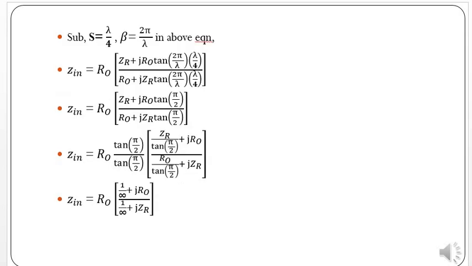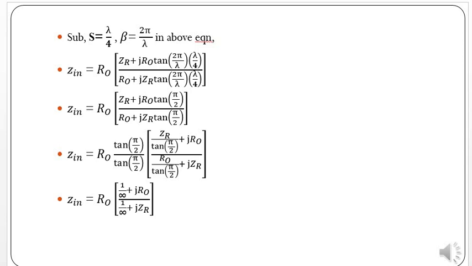Here substitute S is equal to lambda by 4 and beta is equal to 2 pi by lambda in the above equation. So input impedance equal to R naught into ZR plus J R naught tan of 2 pi by lambda into lambda by 4, divided by R naught plus J ZR tan of 2 pi by lambda into lambda by 4. Simplify this. So input impedance equal to R naught into ZR plus J R naught tan pi by 2, divided by R naught plus J ZR tan pi by 2.